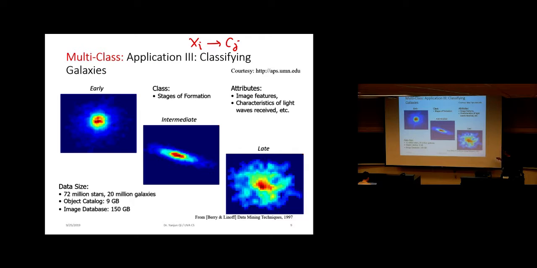So in this case, you have galaxy data to capture the imaging data. You want to classify into early stage, intermediate stage, or late stage. There is a huge amount of data actually hosted, about millions of galaxy imaging data, and it's a classic classification task.